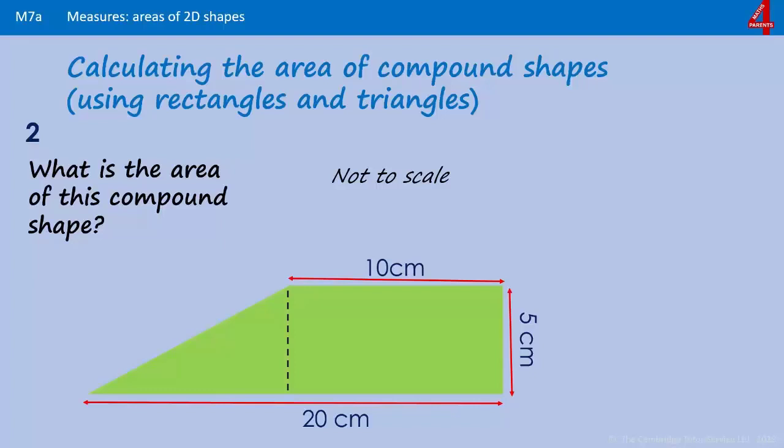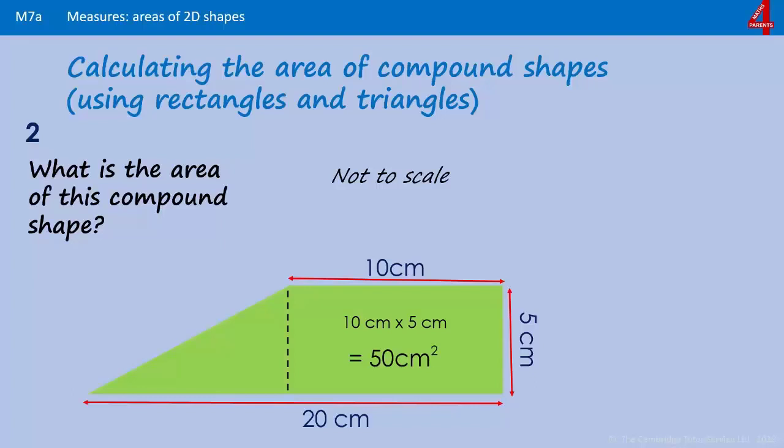Finding the area of the rectangle, remember it's not 20 centimetres because that 20 centimetres incorporates the rectangle and the triangle. Where the rectangle ends at the top, that's 10 centimetres. So it's 10 centimetres wide and 5 centimetres high. 10 times 5, that's 50 centimetres squared.